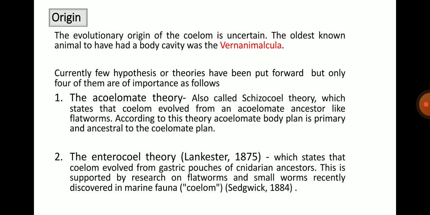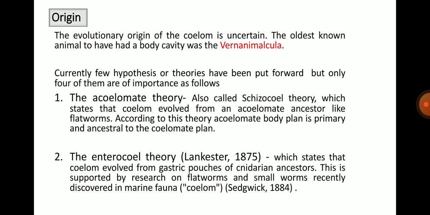Coming back to the origin and development of the coelom. The evolutionary origin is uncertain, and the oldest known animal to have had a body cavity was the worm Vernanimalcula. Currently, a few hypotheses or theories have been put forward, but only 4 of them are of importance, which are as follows. The first is the acoelomate theory, also called the schizocoel theory, which states that the coelom evolved from an acoelomate ancestor like flatworms. According to this theory, the acoelomate body plan is primary and ancestral to the coelomate plan.